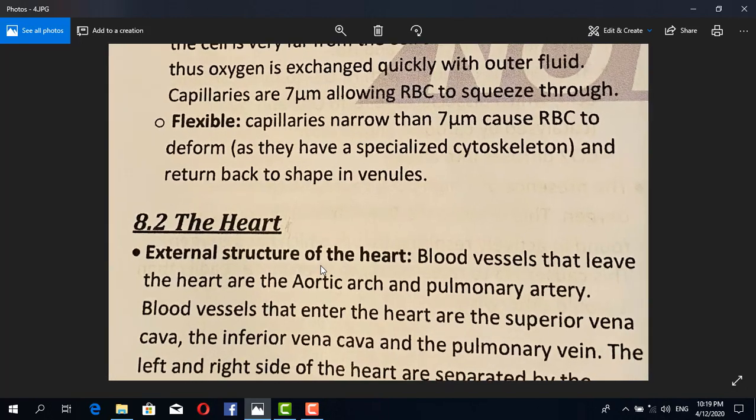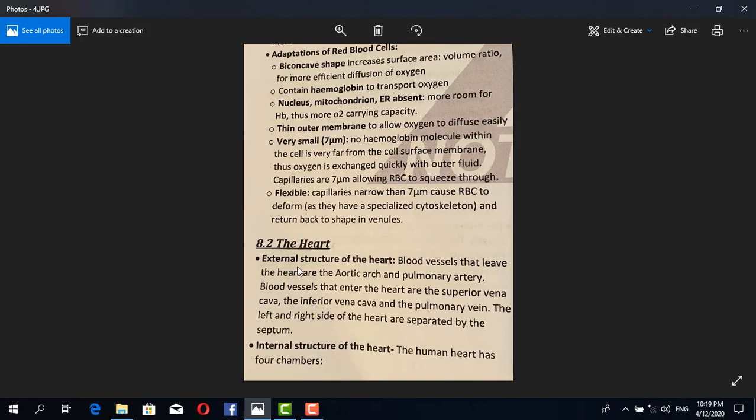Okay, the heart. Here is the external structure of the heart. The blood vessels that leave the heart are the aortic arch and the pulmonary artery. Blood vessels that enter the heart are the superior vena cava, the inferior vena cava, and the pulmonary vein. The left and the right side of the heart are separated by a septum. This is for you to memorize. Please do focus on the external structure of the heart.